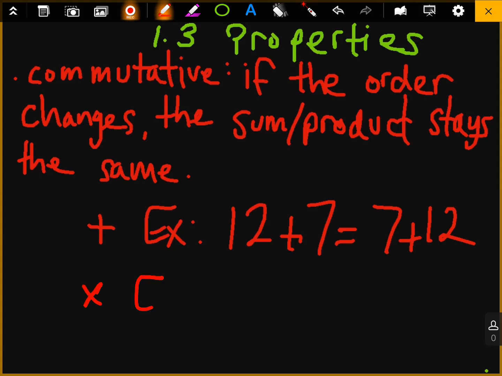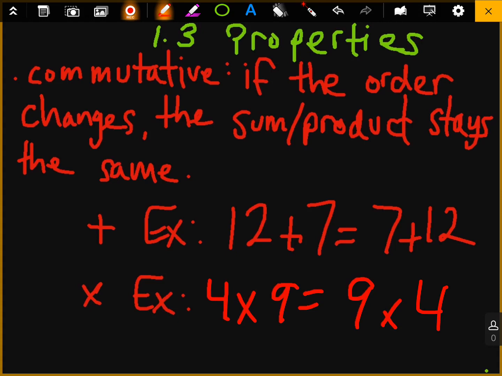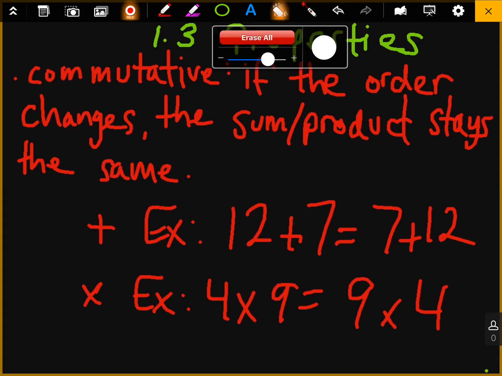Our multiplication example: let's say we have 4 times 9. It doesn't matter what order that is. It could be 9 times 4, and the answer is still going to be the same, 36. So if the order changes, the sum or product, sum for addition, product for multiplication, stays the same. And that's the commutative property. You can go ahead and write that down, pause it if you need to.